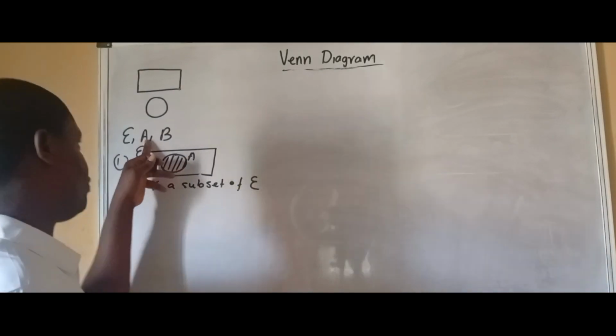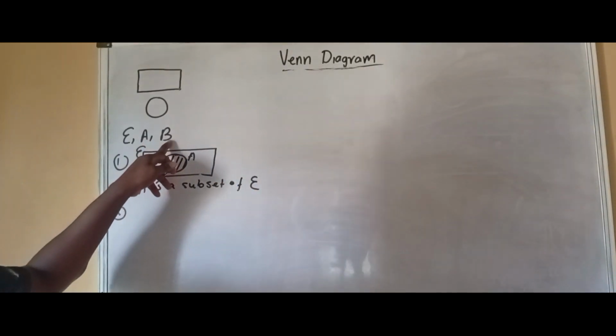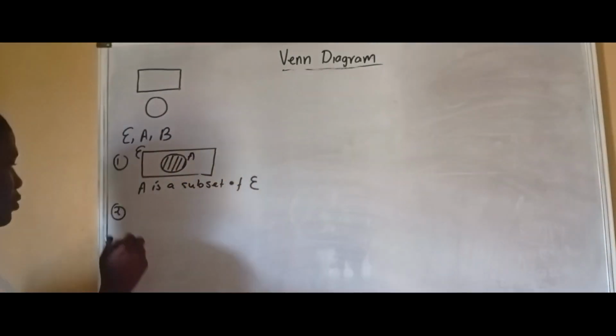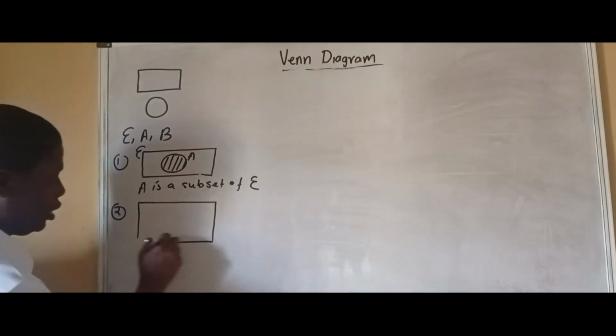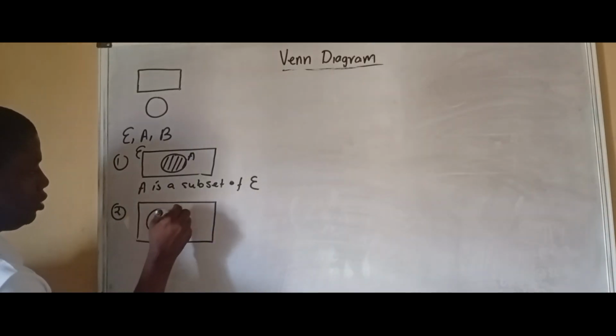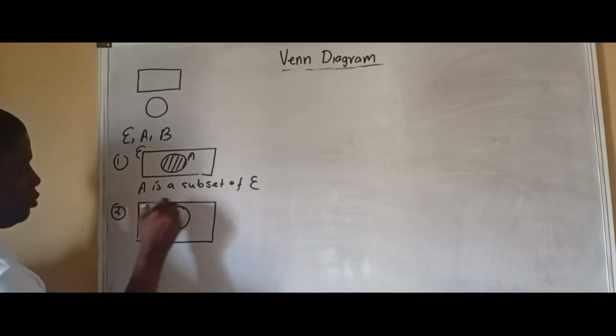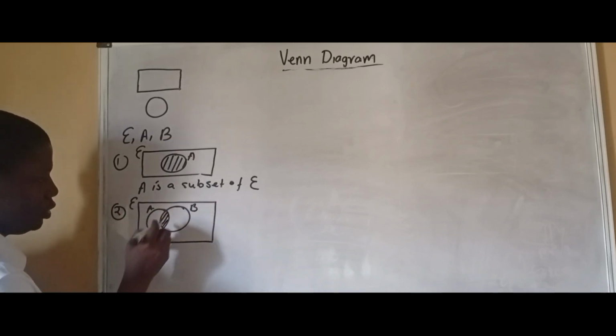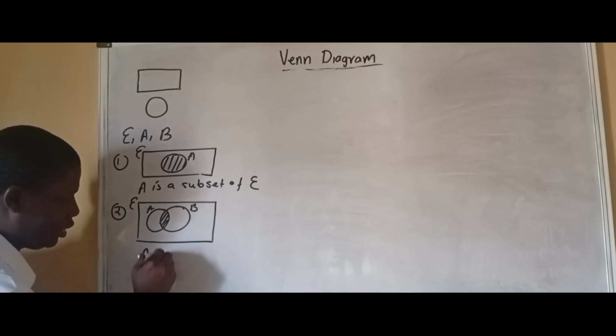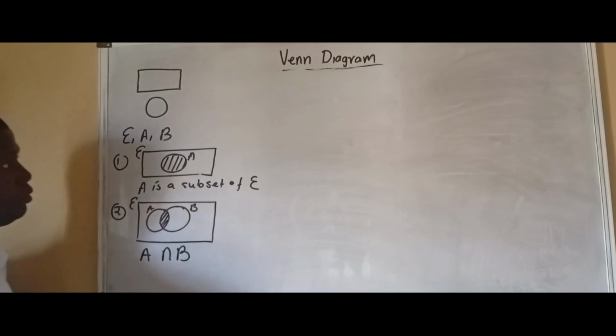The second one we want to look at is if you are asked to represent the intersection of sets A and B using a Venn diagram. How do you go about that? So we have our universal set, okay, and we have set A, we have set B. So everything in this region is A intersection B, right?